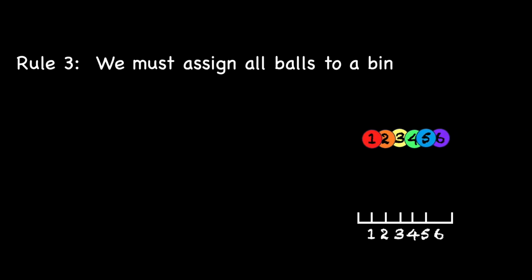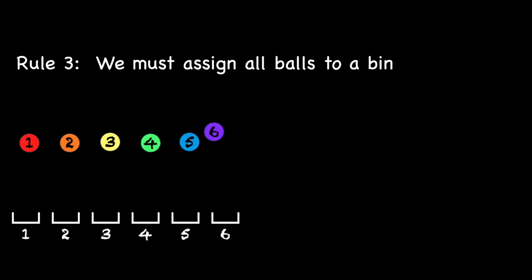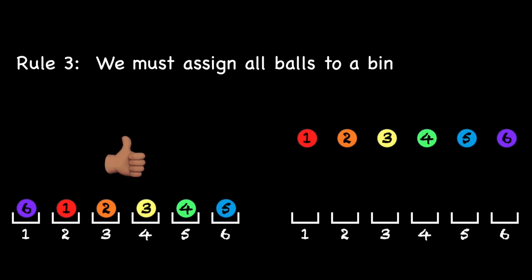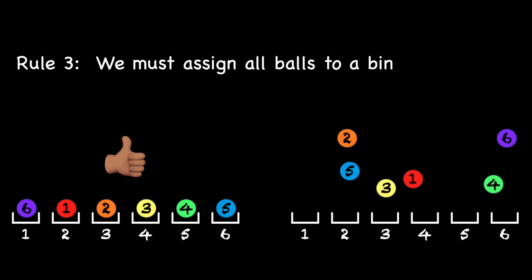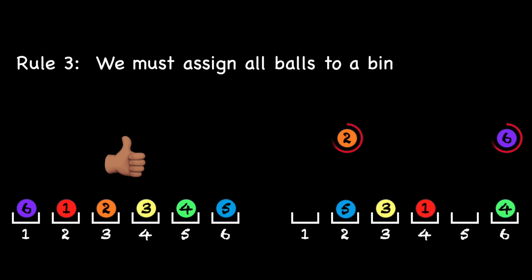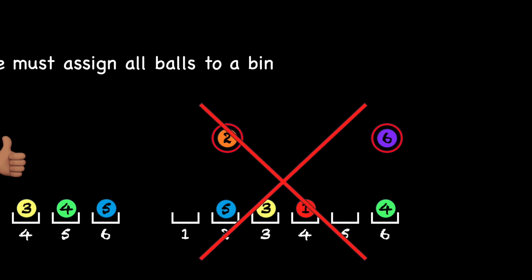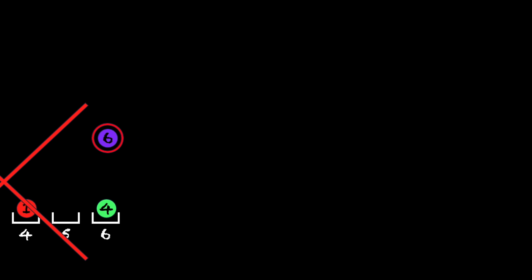Our third rule for permutations is that we must assign all balls to a bin. In our push and pop example 3, we did assign all balls into a bin, which satisfies rule 3. Imagine, however, that we determine an order for the balls by placing them into bins and we leave some balls unassigned. You didn't say the magic word. This violates rule 3 and the resulting map is not called a permutation.